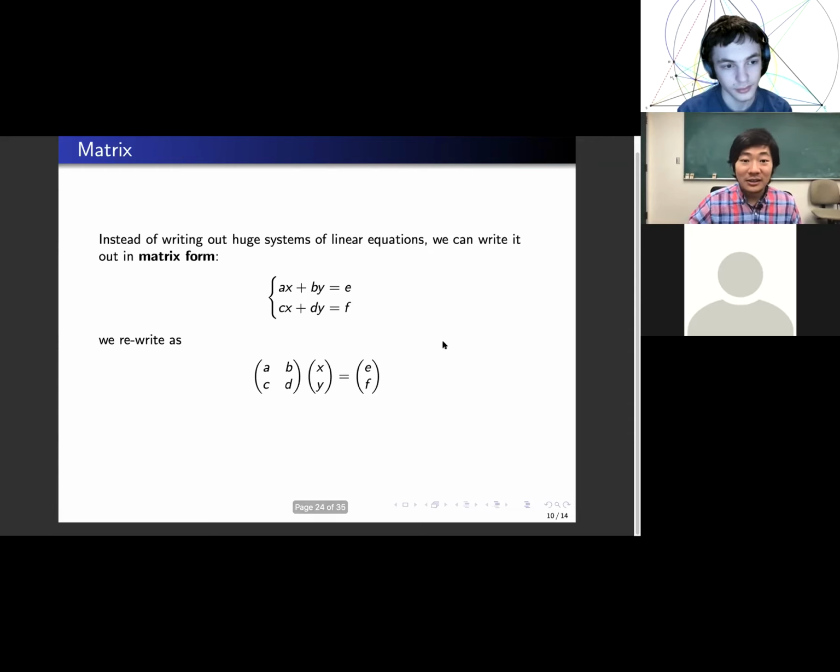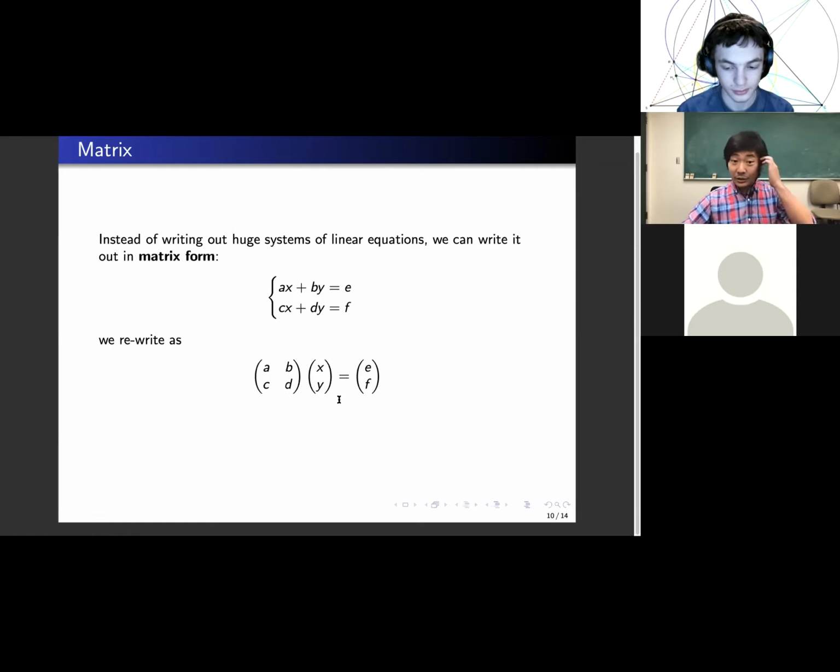Okay, so we already talked briefly about this, but instead of writing out our linear equations with the variables over and over again, we can write out this system of linear equations in what's called matrix form. So these blocks of numbers are called matrices, and the number of horizontals you have are your rows, and the number of verticals you have are the number of columns, and you would usually refer to them by row times column.